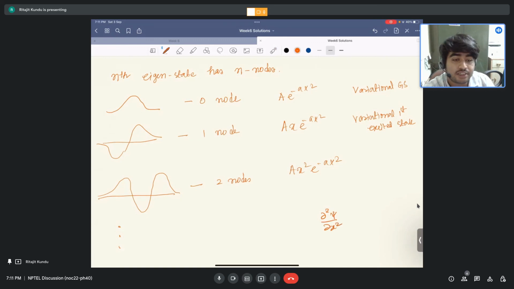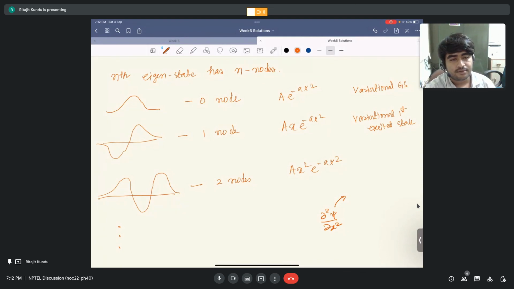Okay, so the Schrodinger equation has this kind of term, right? If your psi has many more nodes, it will have to curve much faster. You have to give more curvature to your states, and only then can you get some excited state. So that is the idea.